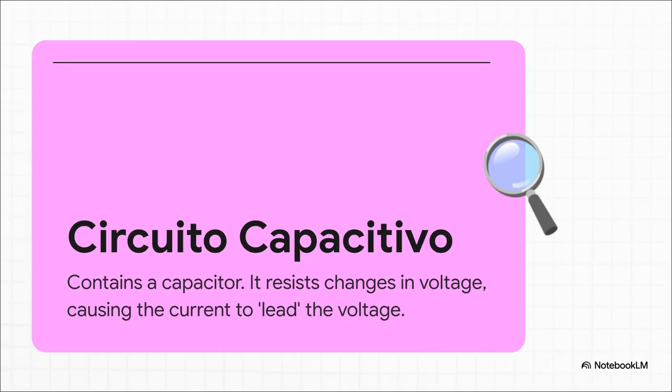And then we have its opposite, the capacitor. It's all about storing and releasing energy. Picture it like a tiny, empty balloon. The very instant you start applying pressure, the voltage, the air rushes in at its absolute fastest speed. That's the current. The flow is strongest at the very beginning, before the balloon is even full. That's why in a capacitive circuit, the current actually leads the voltage.